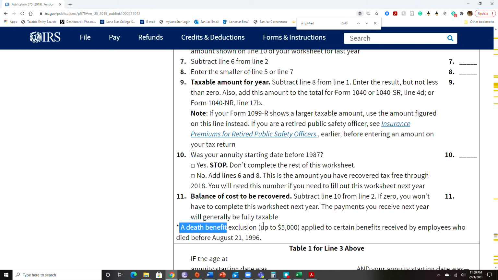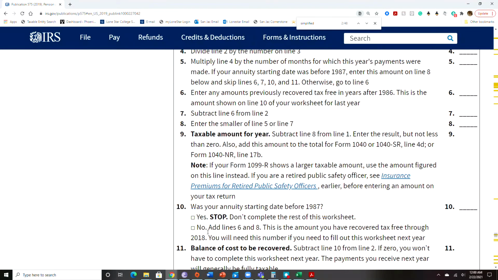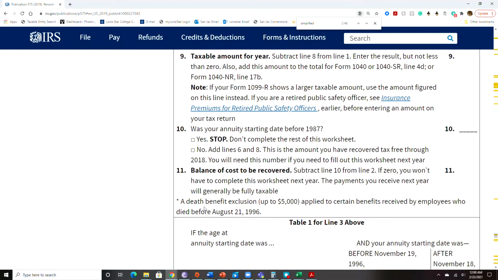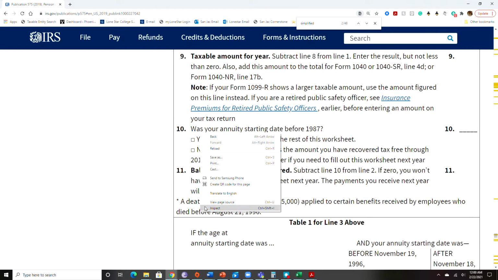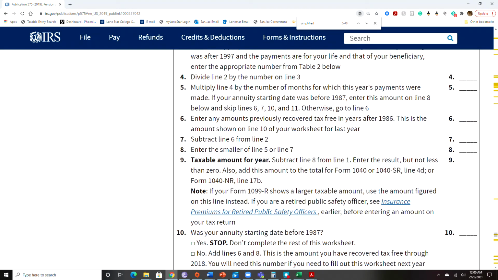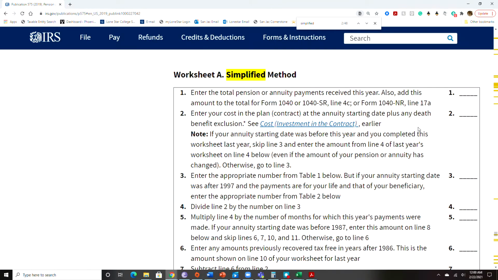Now, they actually have a death benefit exclusion, up to $5,000, applied to certain benefits received by employees who died before August 21, 1996. Where is that star? Because that's interesting right there. There it is. But we're not going to end up dealing with that either. That's interesting that it's still there. But hey, we go with it. So again, step by step, there's our simplified method worksheet. Took a little bit, but we found it. Okay, back to the slides.